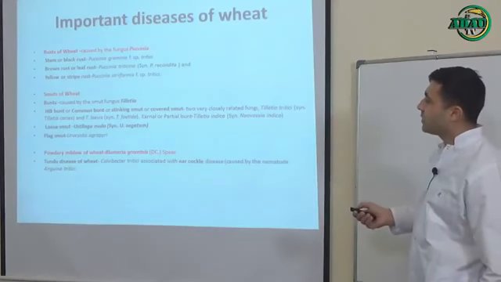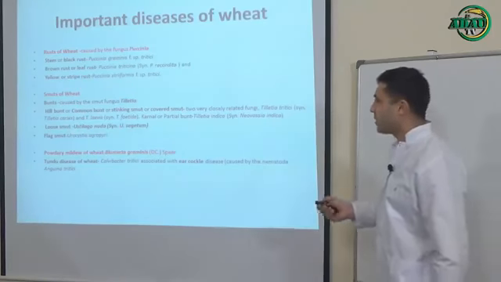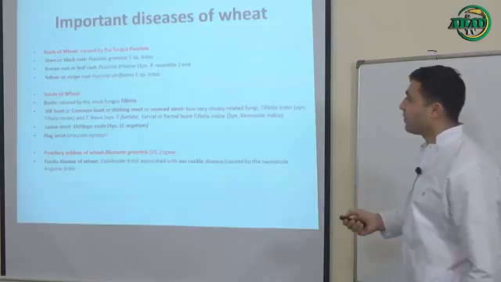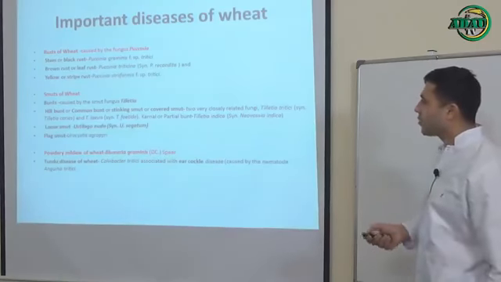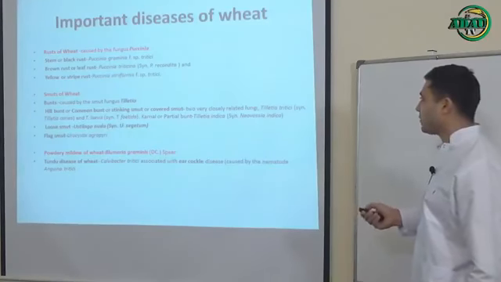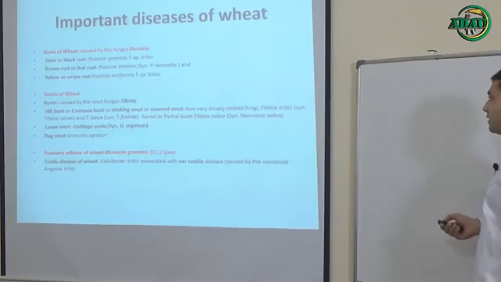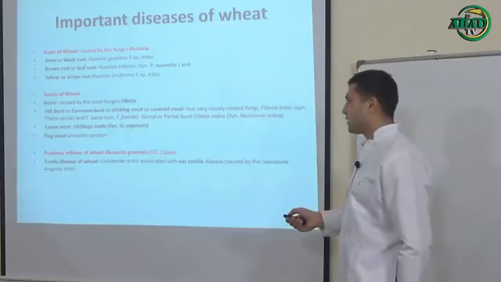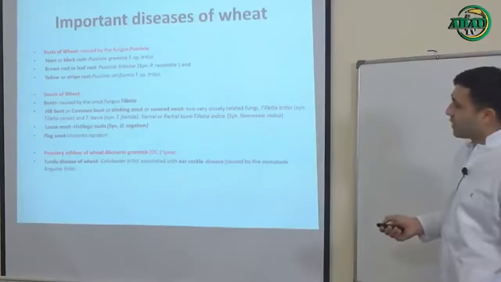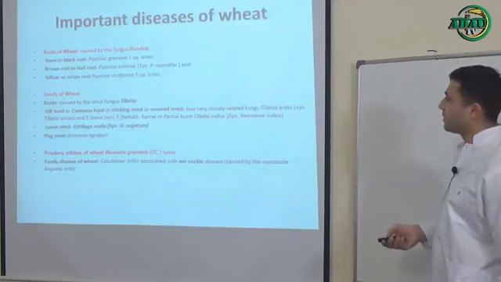Another group here is the smuts of wheat, and you can see different kinds of smuts. At first are bunts, caused by the smut fungi Tilletia, and others are common bunt or stinking smut, and covered smut, both of which are very closely related fungi. Here you can also see loose smut, Ustilago nuda, and other smuts. I added another disease here, powdery mildew, and I will show you more information about these diseases.